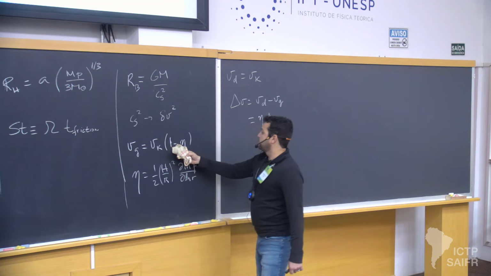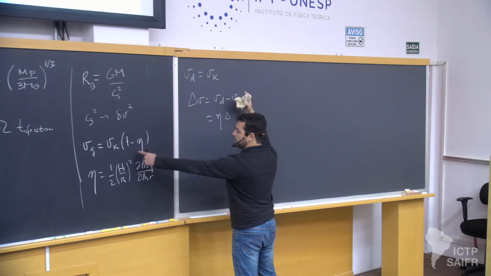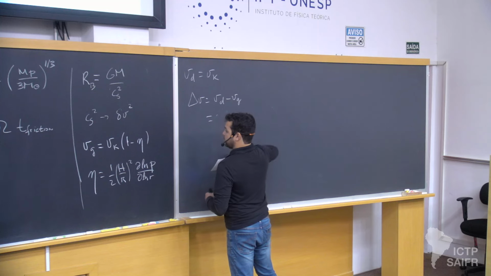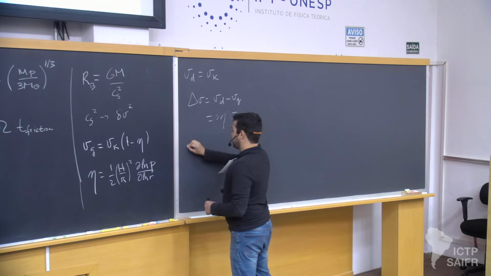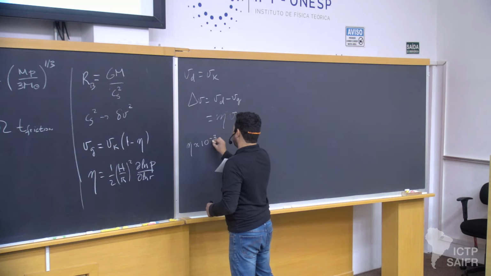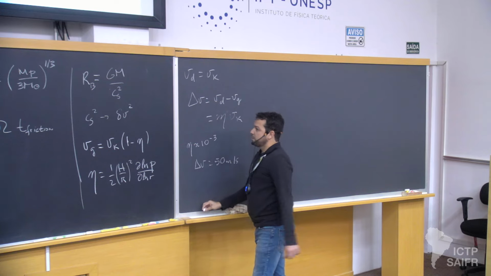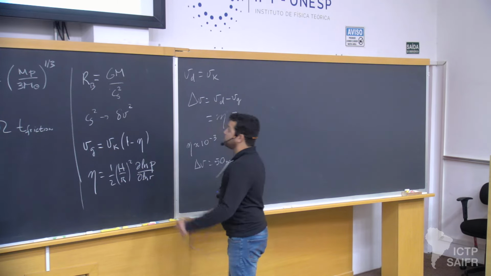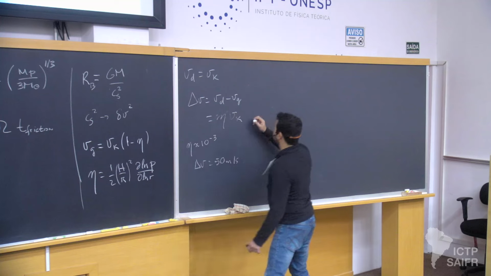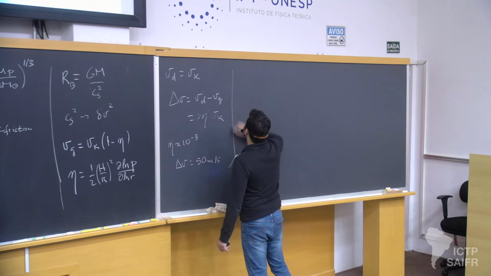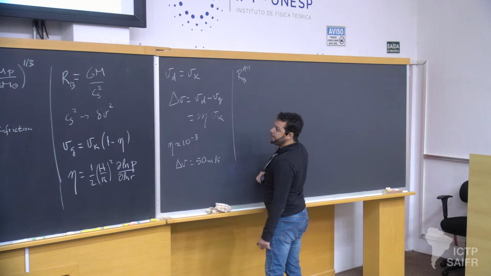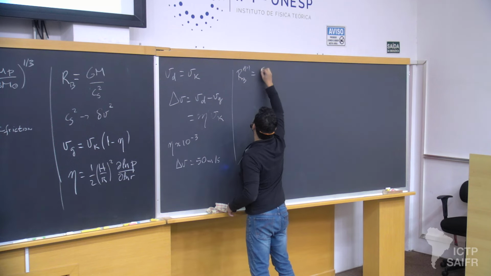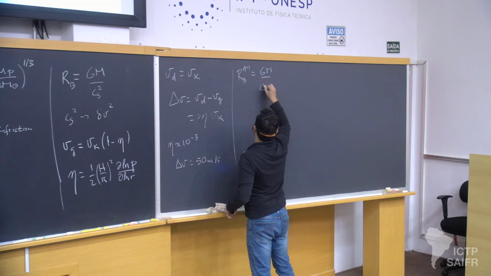Just take this, divide by this, and subtract this. You end up with simply eta Vk. Eta being of the order of 10 to the minus 3, you end up with a delta V of about 50 meters per second, as you saw last time. So that's the speed that goes into this Bondi radius that you see there. The Bondi radius for pebbles is not the same one as for the gas. It's going to be GM over delta V squared.